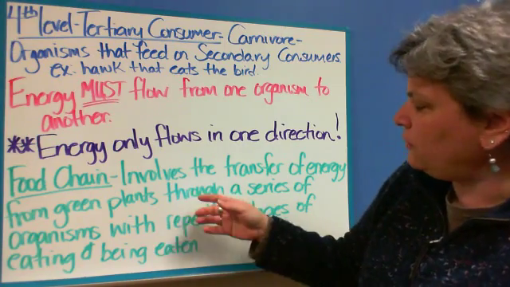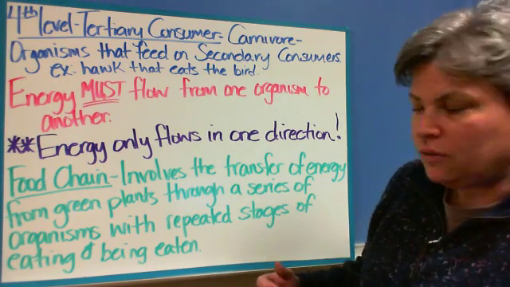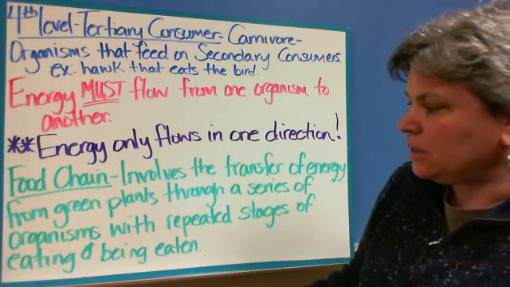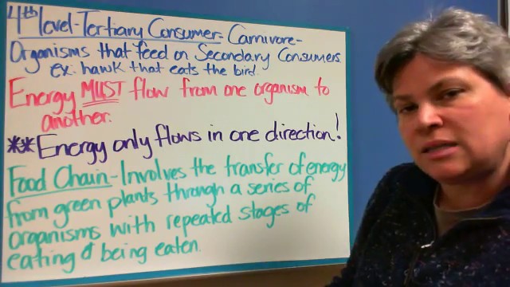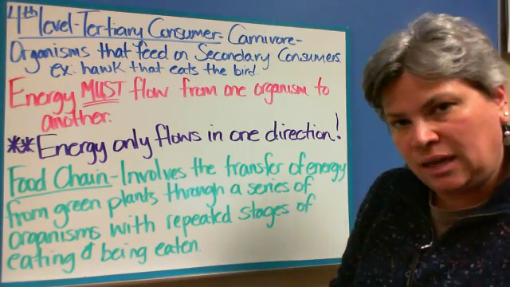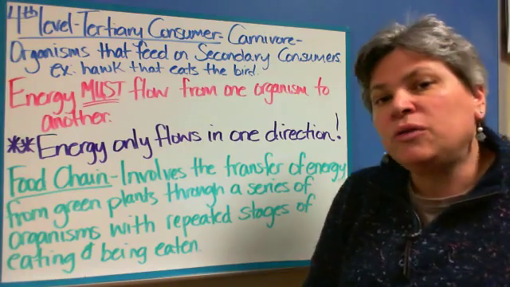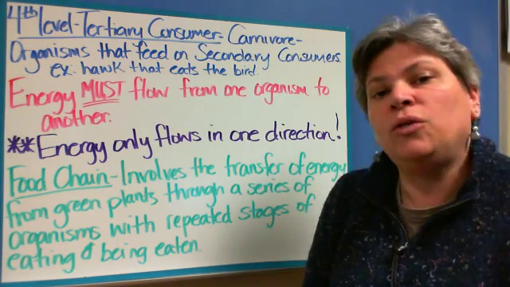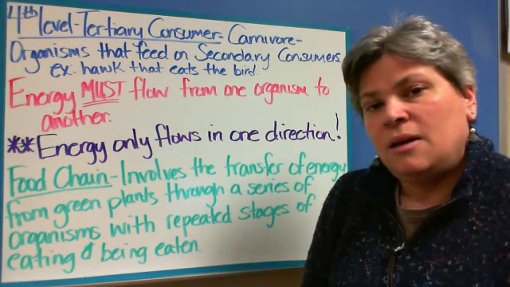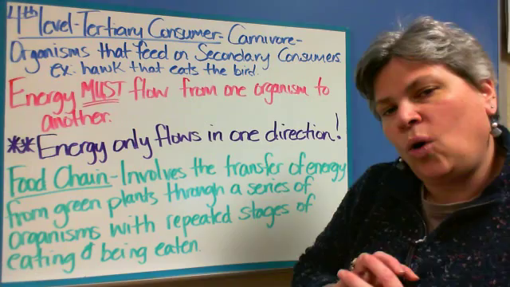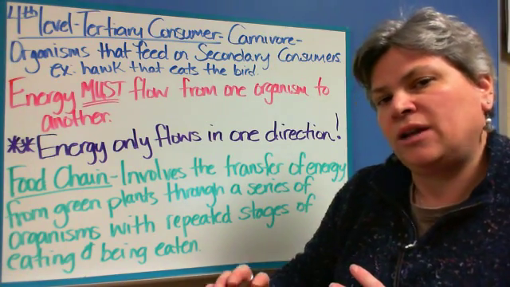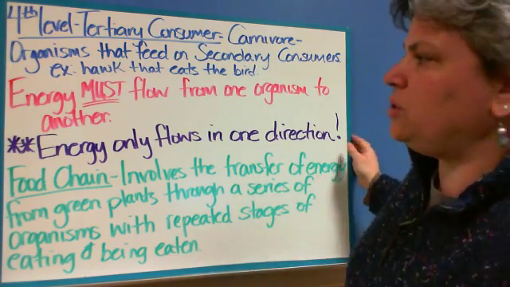A food chain involves the transfer of energy from green plants through a series of organisms with repeated stages of eating and being eaten. So you're either the one that's being eaten or you're the one that's doing the eating. But that energy can only move in one direction. So let's take a look at a food chain.